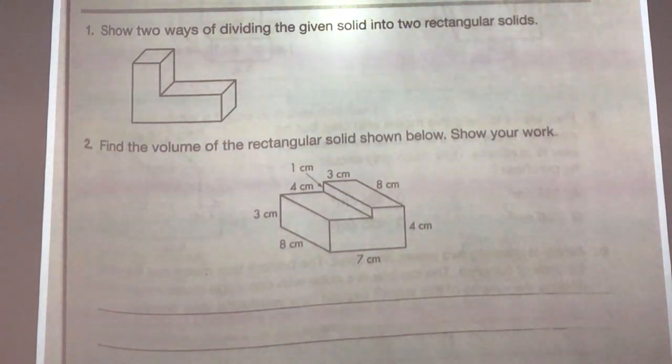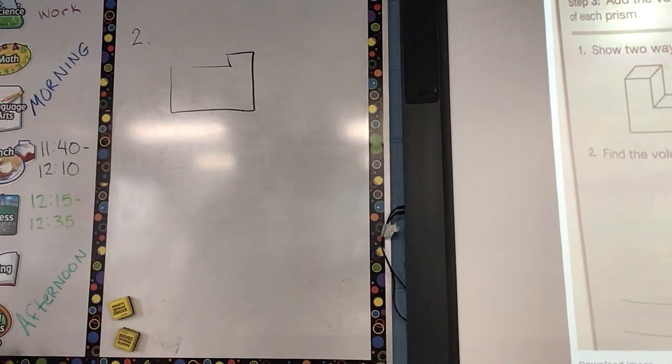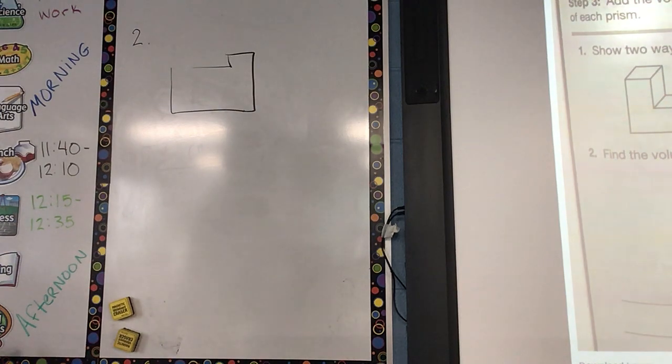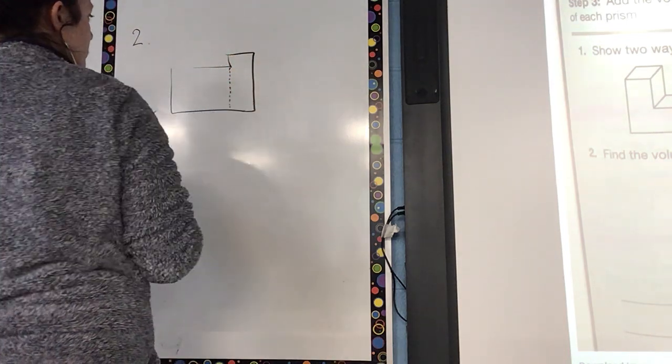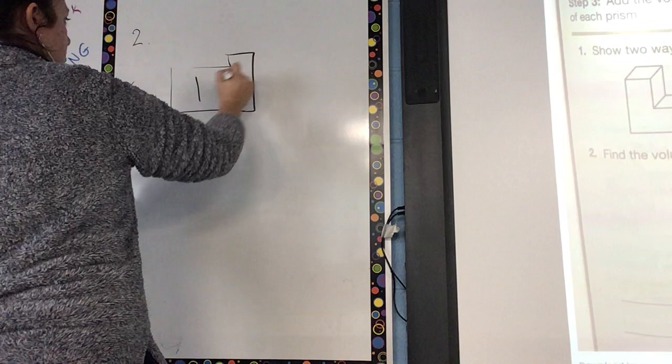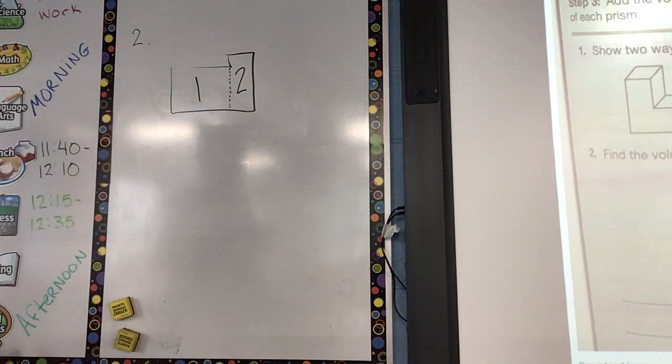All right, so number 2. Okay, number 2 looks something like this. Hold on. Slide with me. Okay, and we have to now divide it into 2 parts. I'm going to choose to divide it like this. Okay, I have now prism 1 and prism 2, and I have to find the volume of both.